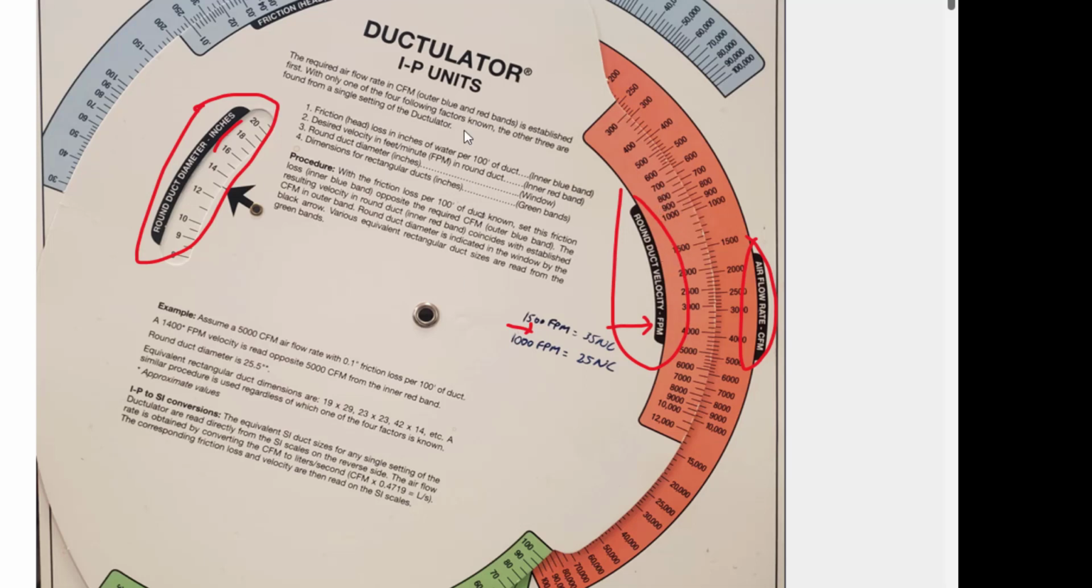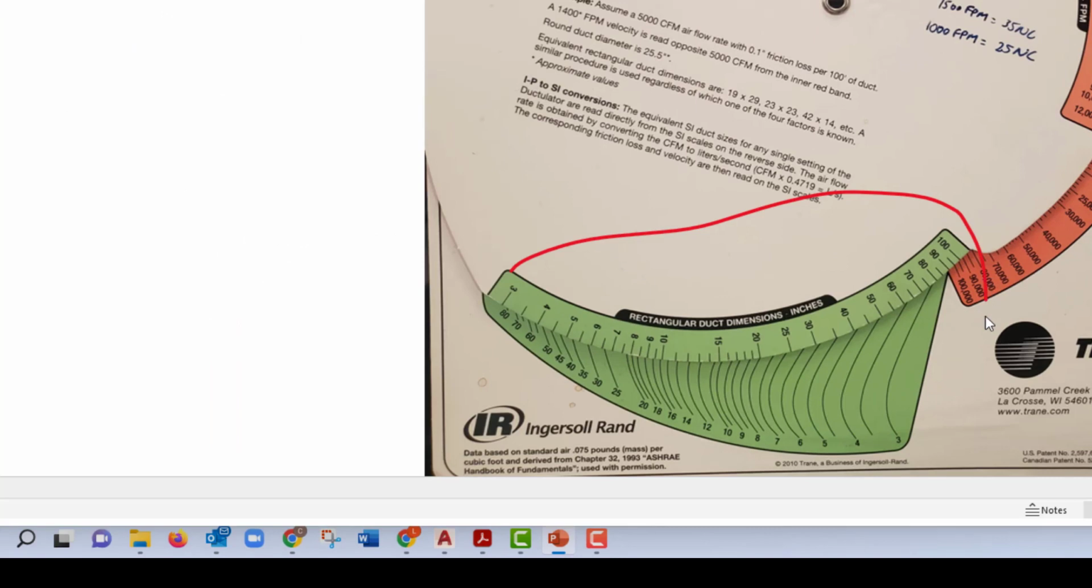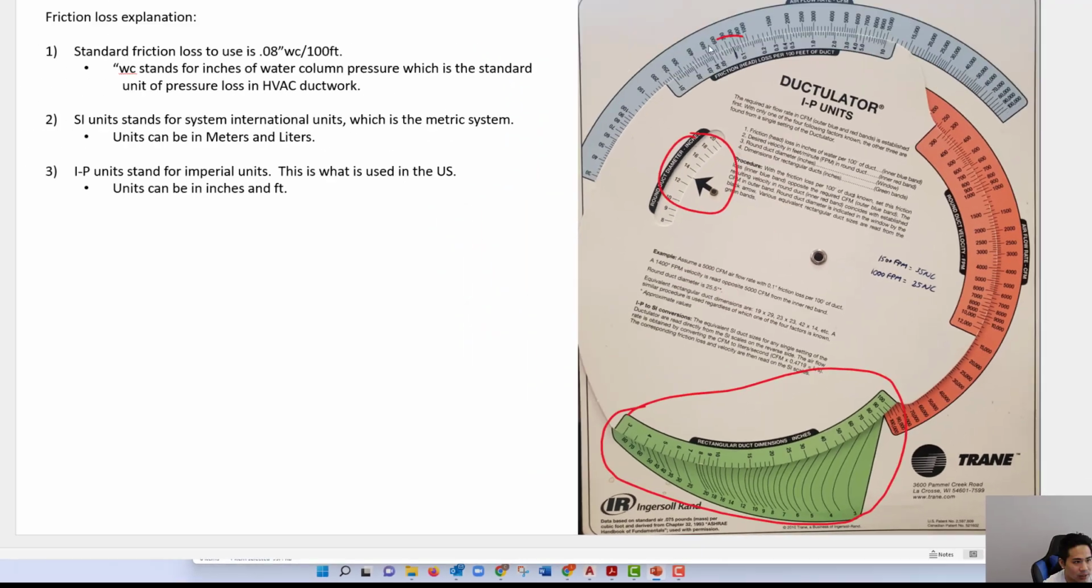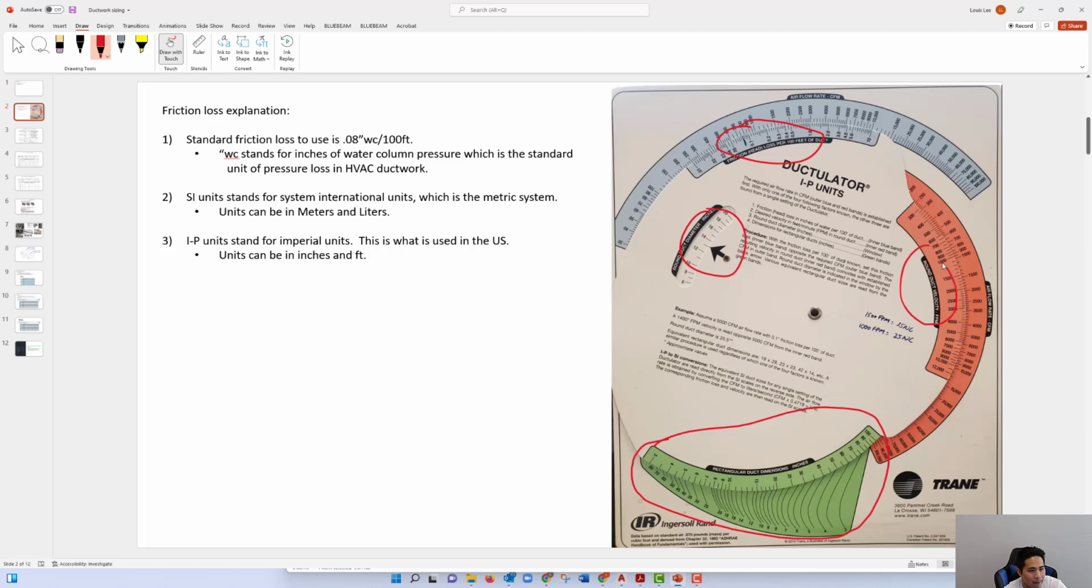And this is the section of the ductilator that you can use to determine the feet per minute. And if you look down here, these are the sizes that you can select for all those conditions here. So these three conditions can be met with the duct sizes that are indicated here.